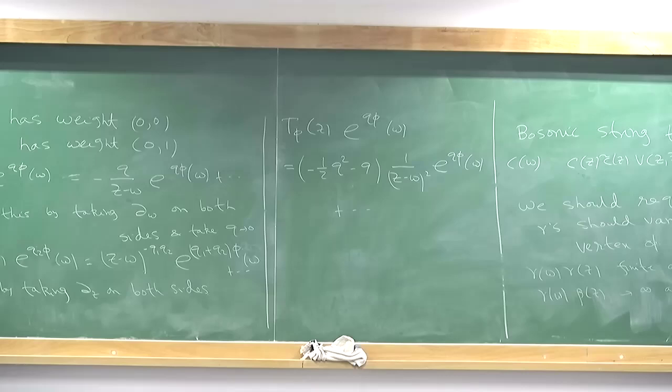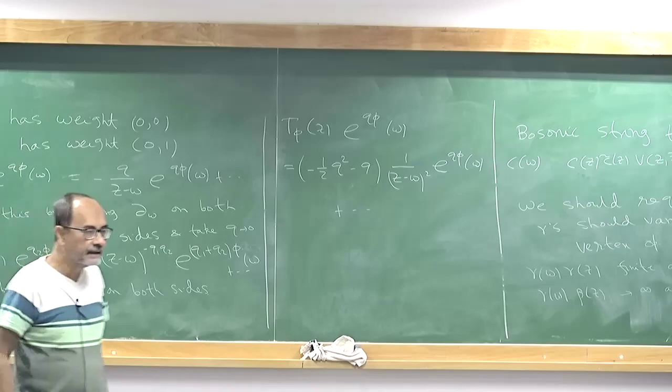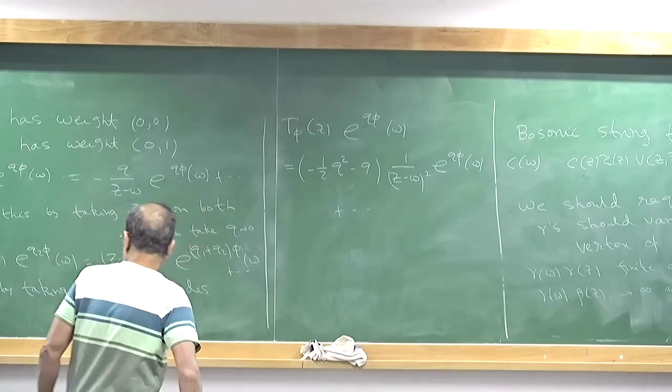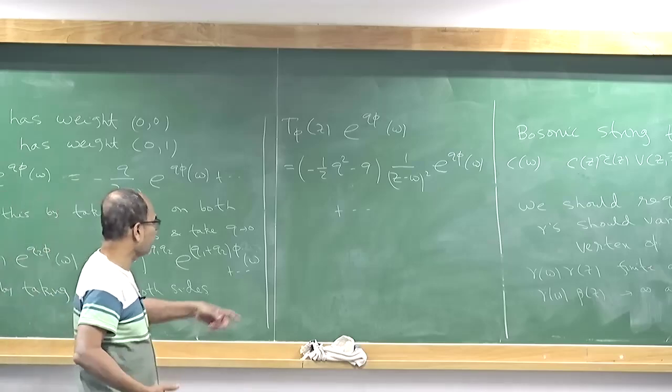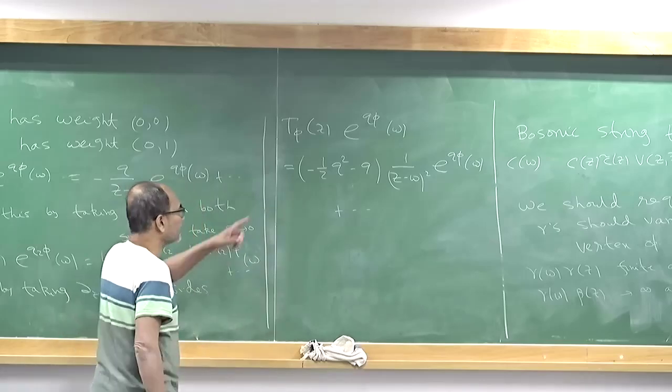This is the same reason why e to the i k dot x has this type of conformal weight, alpha prime k squared over 4. It's the same term, except here the normalization is slightly different. Here there's no 1 over 2. For the x, there is an alpha prime over 2 or something, which is why you got alpha prime k squared by 4. Here we are getting 1 over 2. This minus sign comes because it's e to the q phi instead of e to the i q phi.